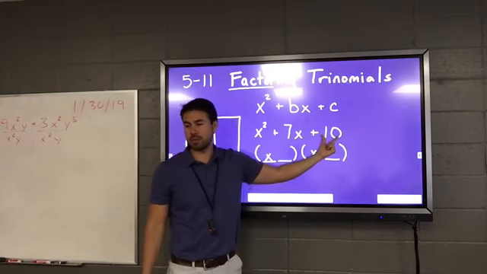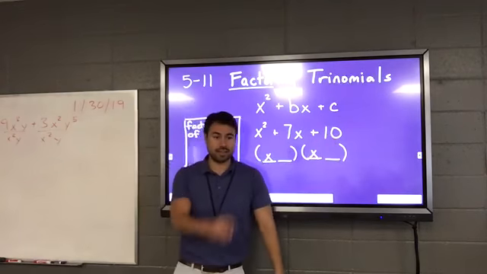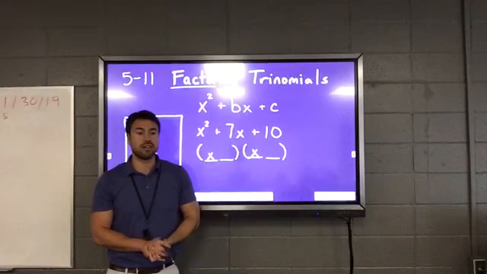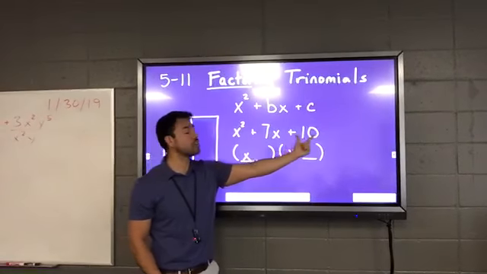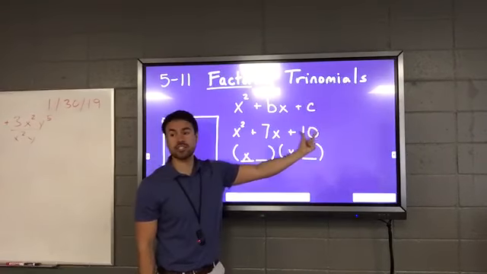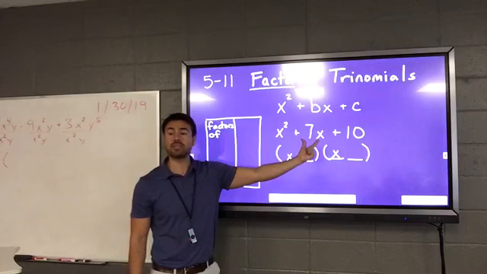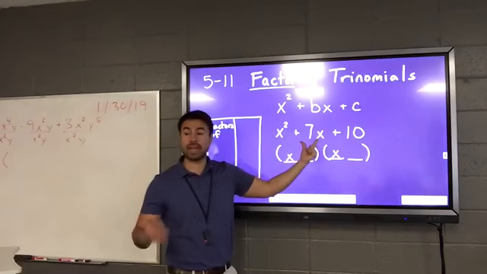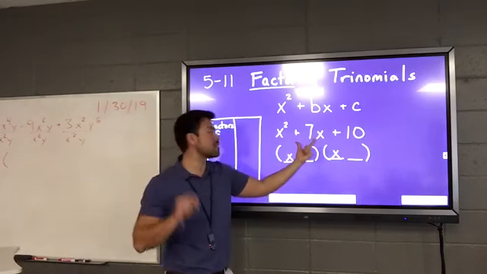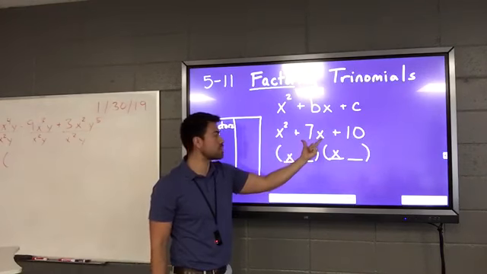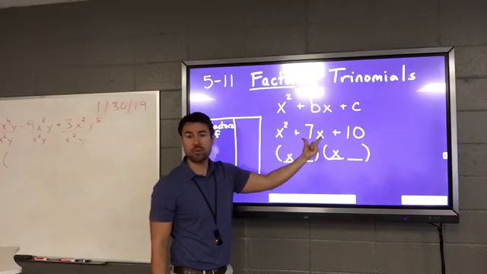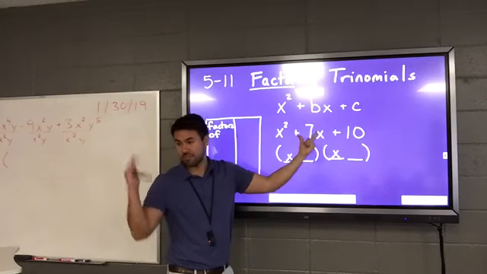Does anyone know why 10 would be called a constant? What do you think? Yes? Because it doesn't have a variable or an exponent. Okay, it has no variable. It doesn't change. You're like, but this one, I mean, that doesn't change, does it? Well, doesn't 7x depend on what x is? What happens if x equals 1? What's this worth? 7. What happens if x is worth 5?